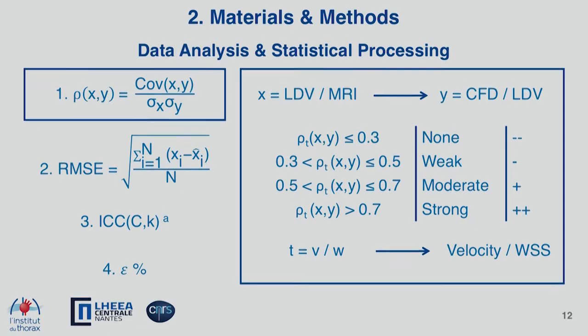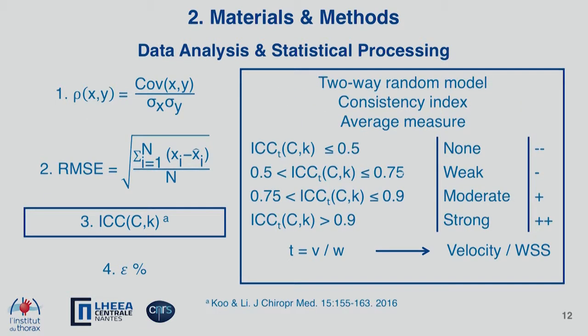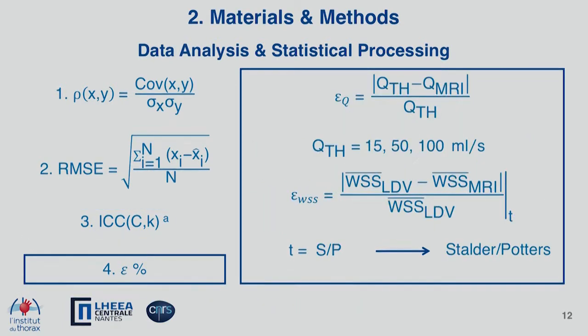Statistical analysis was assured through 4 parameters: the Pearson correlation coefficient for the correlation of results, and you have the table we employ to score it. The root mean square error, so the lower the value, the better the results. The ICC, the intra-class correlation coefficient for consistency, again a table employed to score results. And finally, the percentage error on flow rate and wall shear stress. Statistical analysis was performed on each acquired phase, and so the average values over all the phases are provided.